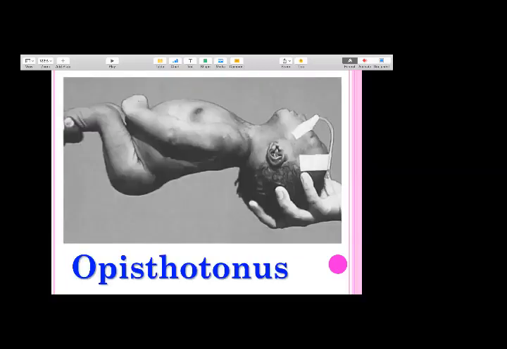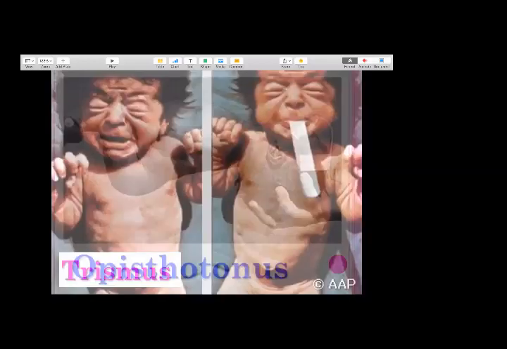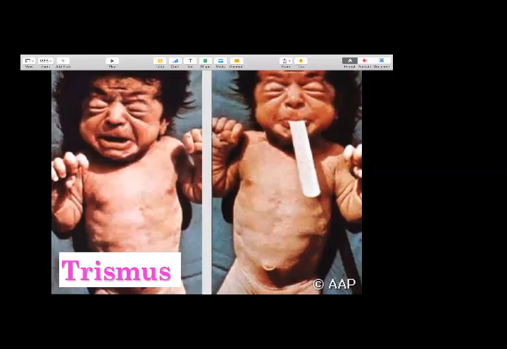What is this? Opisthotonus. Opisthotonus is the position that this baby is in at the moment. It's hyperextension of the neck along with the spine. This is trismus. Trismus is the classic facial feature, with a locked jaw, which can be seen in this picture.